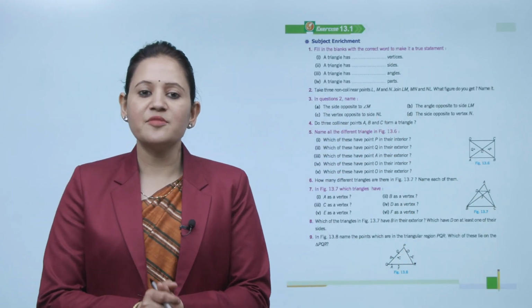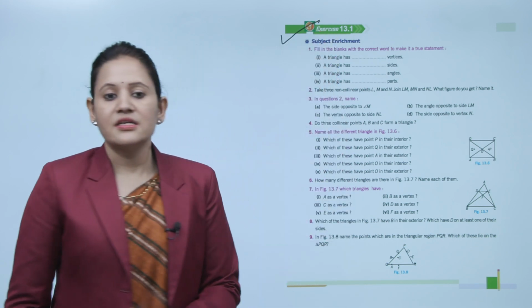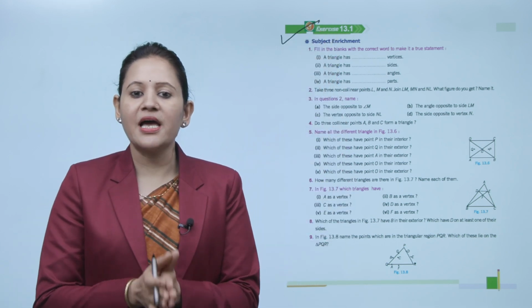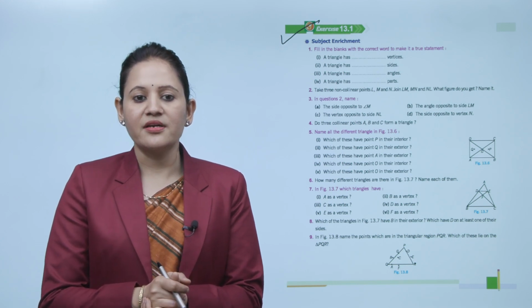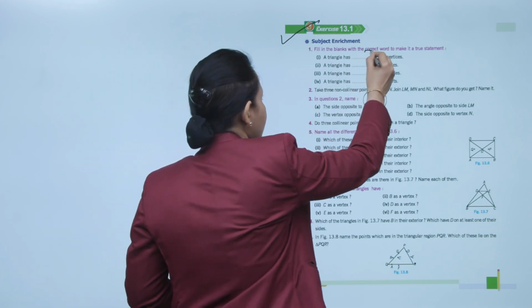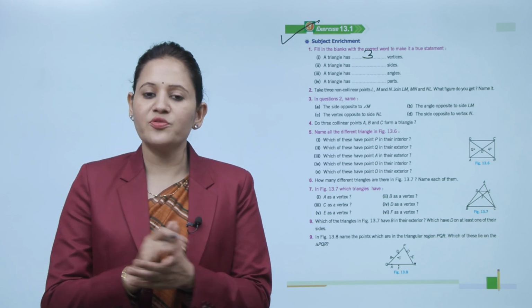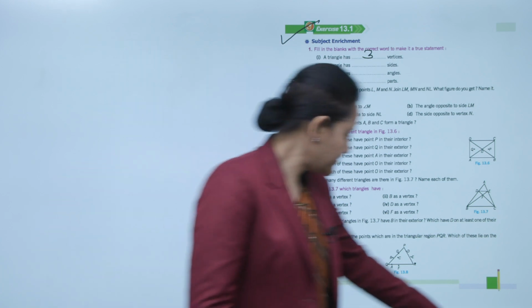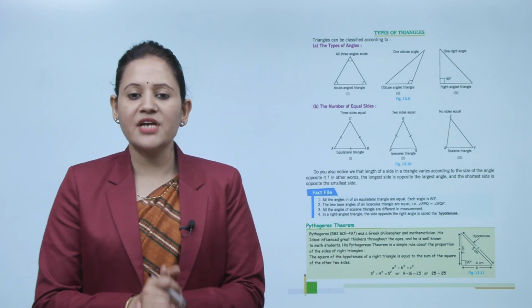Next is exercise 13.1. Subject enrichment. Fill in the blanks with the correct word to make it a true statement. First, a triangle has 3 vertices. So, you have to practice all the questions of this exercise. Next is types of triangles.